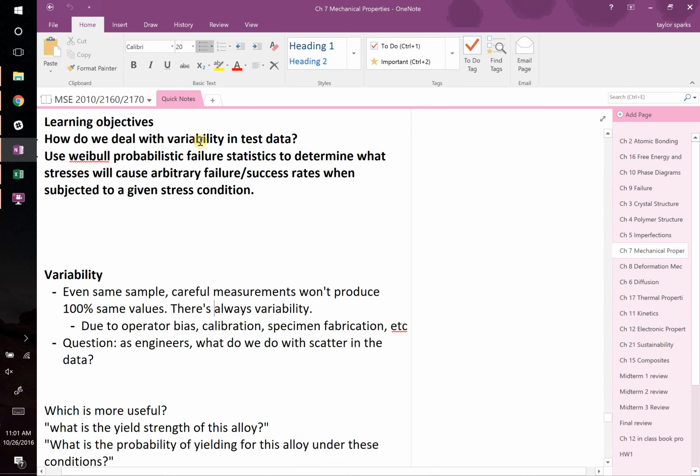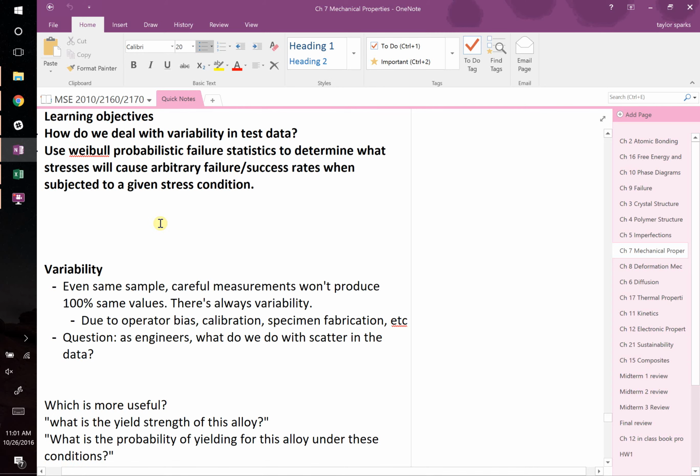So today, here are our learning objectives. We're going to first talk about how we deal with variability in test data. We're then going to use Weibull probabilistic failure statistics to determine what stresses might cause an arbitrary failure or success rate when subjected to a given stress condition. So let's first talk about variability.